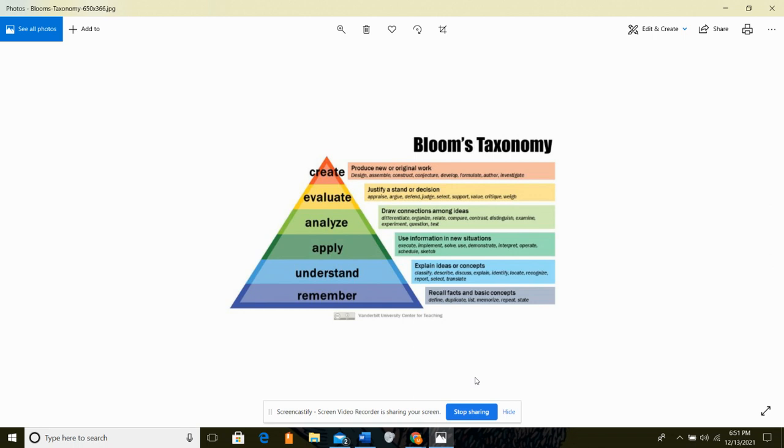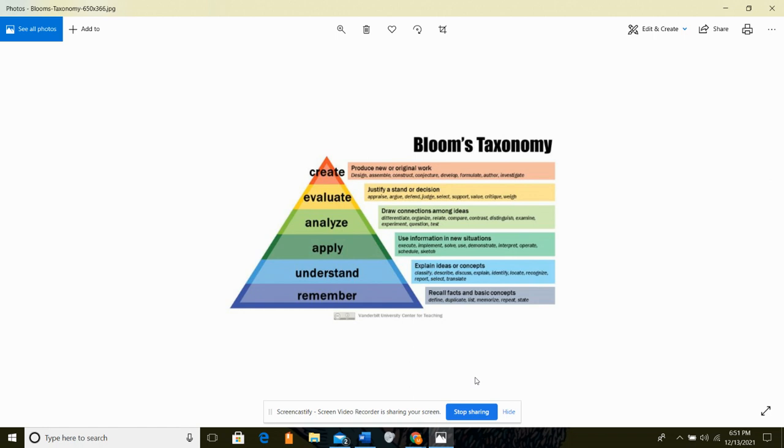So we talked about different blocks: remember, understand, apply, analyze, evaluate, and create. And within these, it just kind of gives you different levels of where your student is at. So if they're at remembering, they just recall facts and basic concepts. Or if they were on creating, they're able to use what they learned and produce new work or original work.